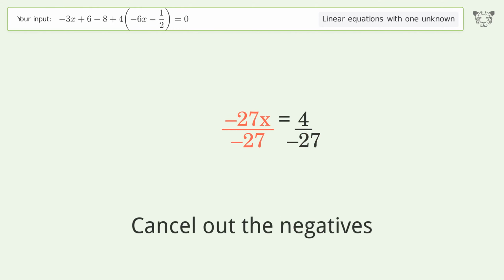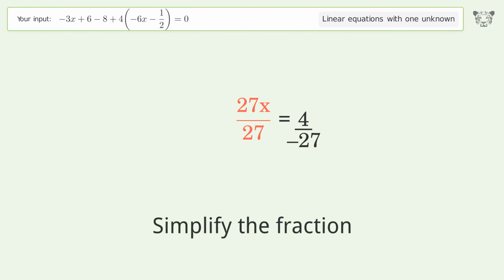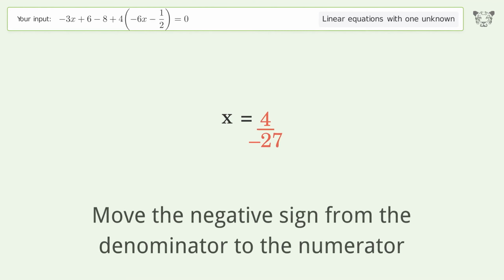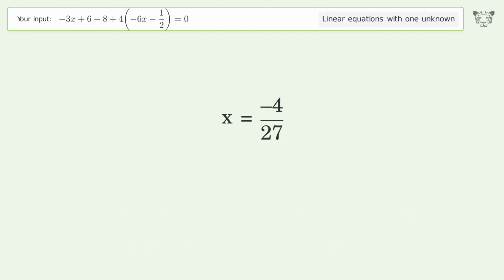Cancel out the negatives. Simplify the fraction. Move the negative sign from the denominator to the numerator. And so the final result is x equals -4/27.